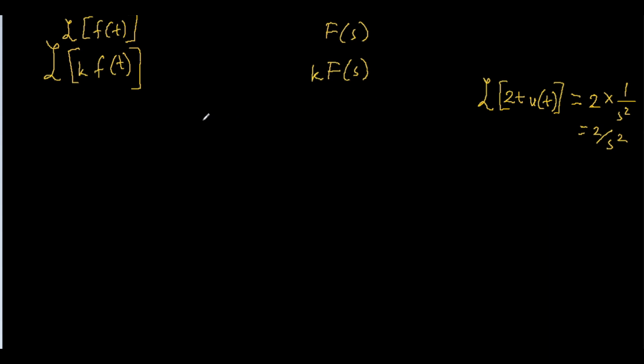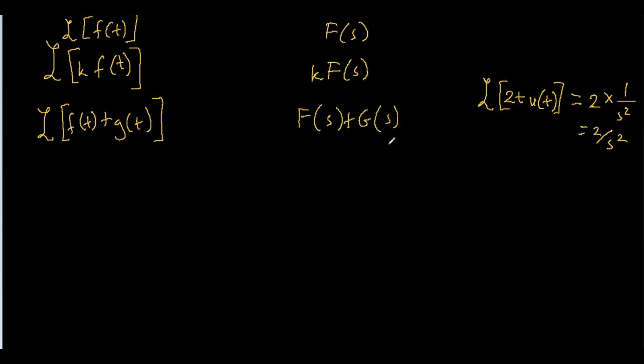If we have two functions whose Laplace transforms we know, let's say f of t and g of t, and we know the Laplace transform of f of t and the Laplace transform of g of t, then the Laplace transform of their sum will simply be the sum of the Laplace transforms. So that's F of s plus G of s.